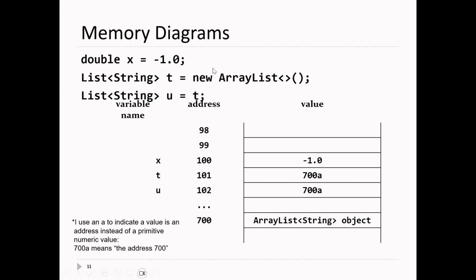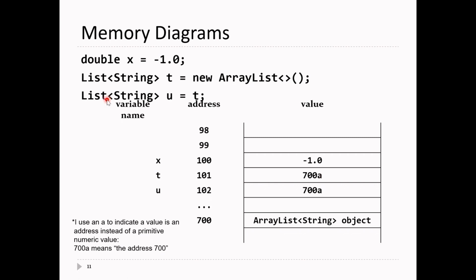And so what value does t store? Well, t stores the address of that object. So when you see something on this memory diagram that has an A after it, that's indicating it's an address and not a numeric value. So 700A means the address 700.